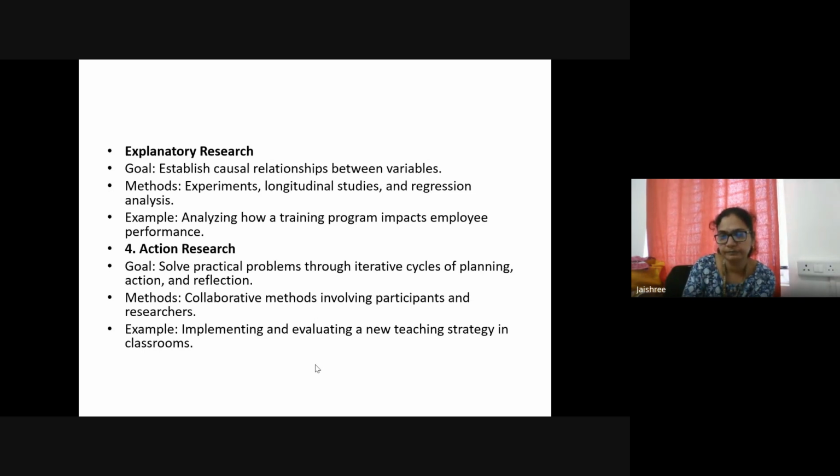Do research methods include research approaches? Yes, they do. So it can be dependent. It can also be non-dependent. Anything else?